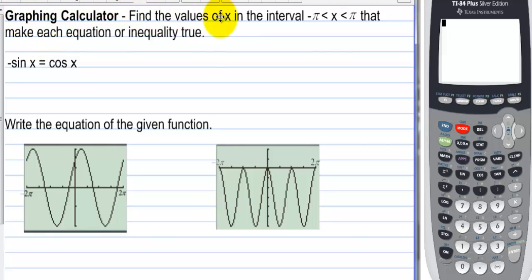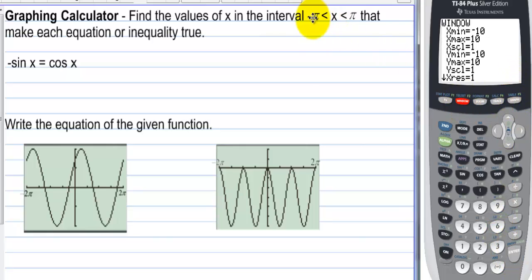Graphing calculator. Find the values of x in the interval -pi to pi that make each equation or inequality true. We have negative sine of x is equal to cosine of x. So let's put negative sine into y1 of x, and we'll put cosine of x into y2. And let's make the cosine a little thicker so we can tell the difference.